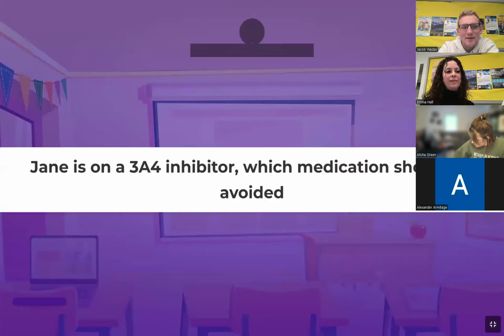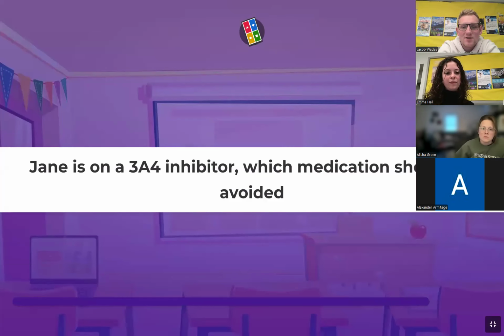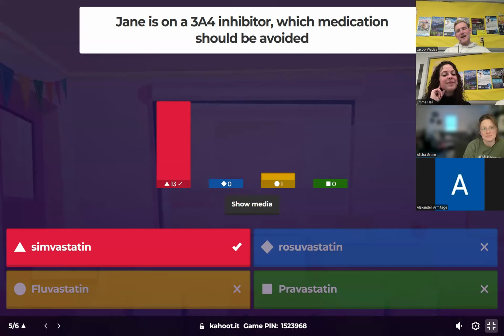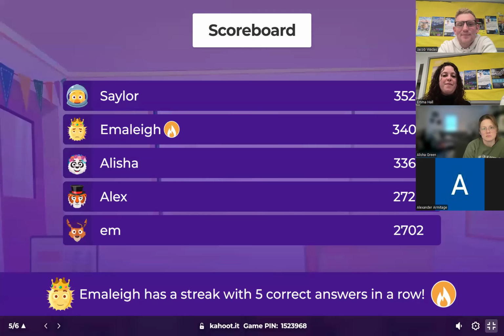All right. Jane is on a 3A4 inhibitor. Which medication should be avoided? Very good. So the acronym SAL: simvastatin, atorvastatin, and lovastatin. If there's one thing you guys can remember, it's me screaming SAL is CYP3A4 and lipophilicity, both of them.